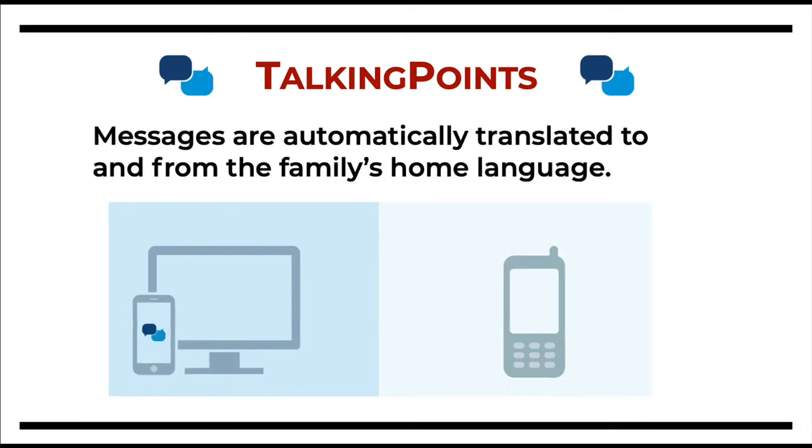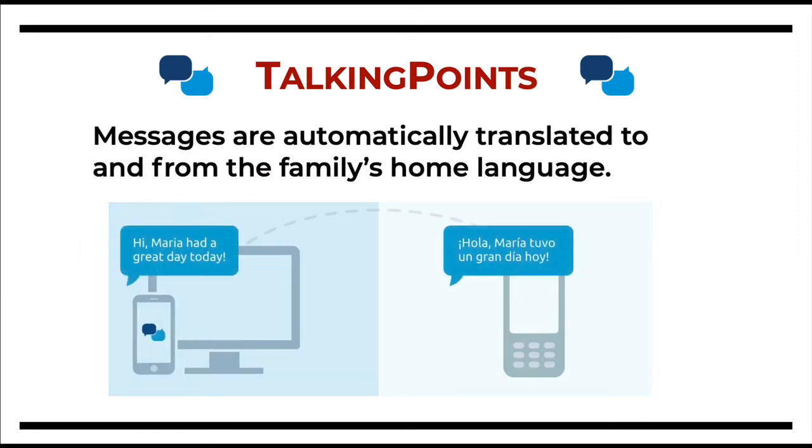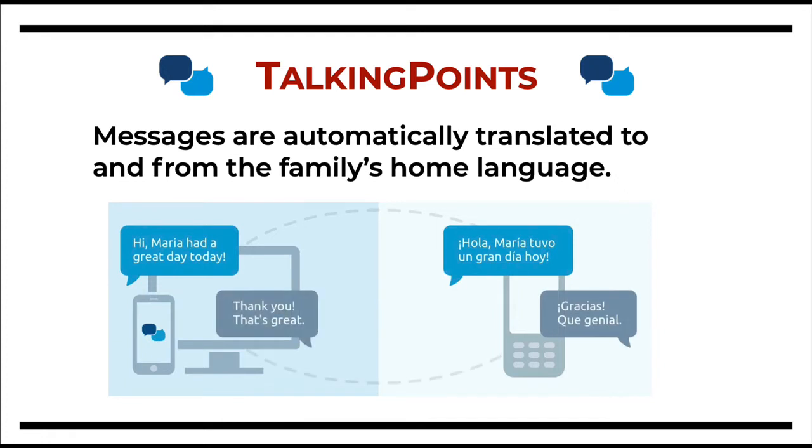One really fantastic feature about Talking Points is that messages are automatically translated to and from the family's home language. So if you send a message in English, it will pick up the home language that is listed in Aries and translate to that language, and conversely, when families respond in their home language, that message will be translated back to English. It's a really great feature for families that need it.